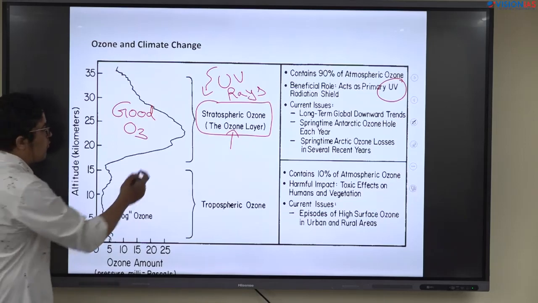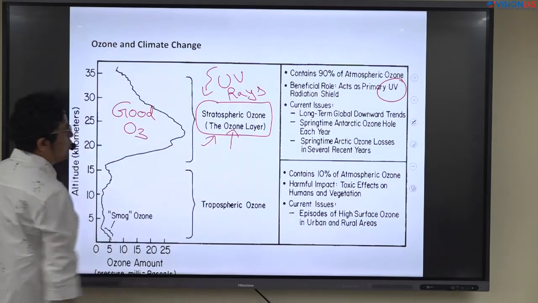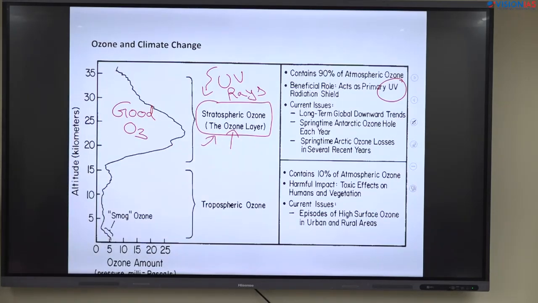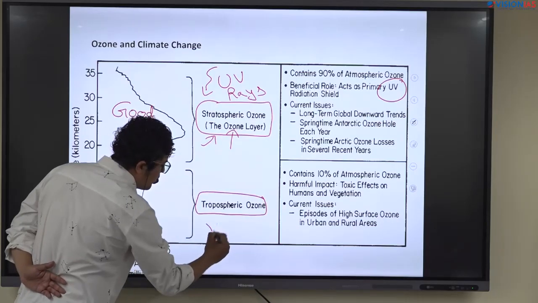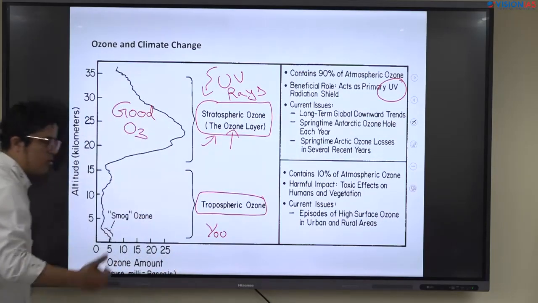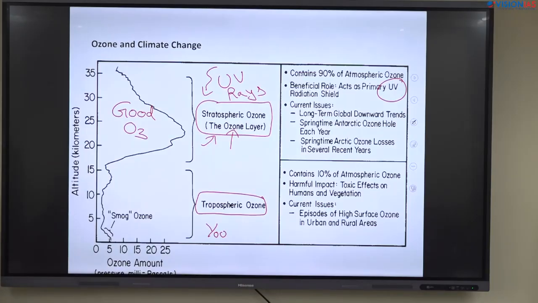So ultraviolet rays have a damaging effect on your health. What protects you from ultraviolet rays? Ozone layer. So it is good for you. It works like an umbrella for you. But ozone is also formed in troposphere, where you are present. Troposphere is the lowermost layer. You are part of troposphere.